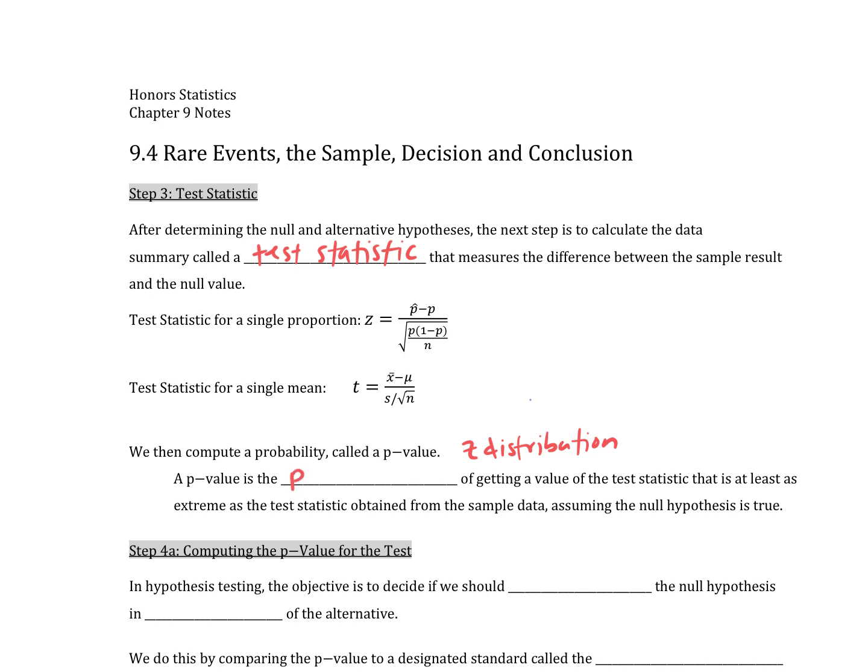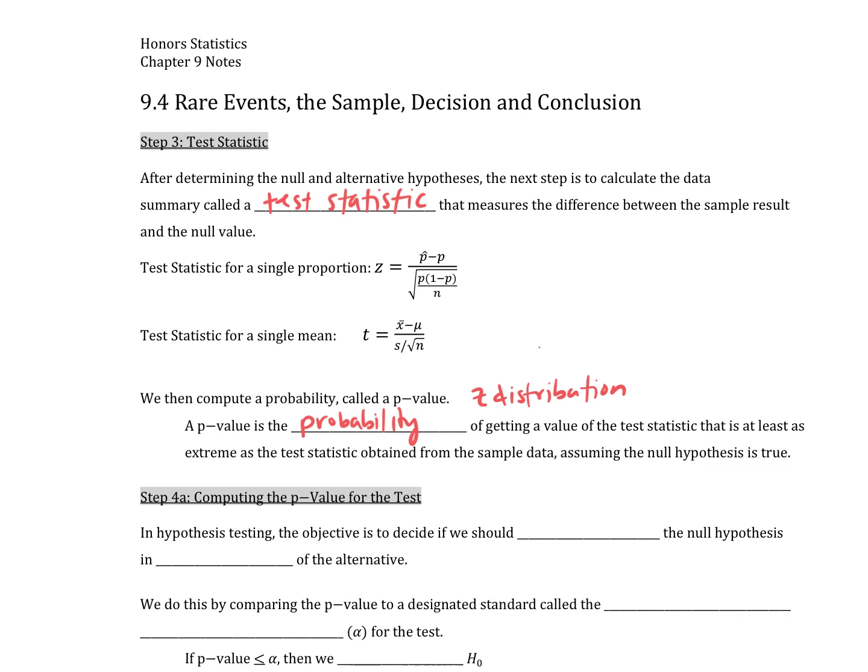P-value is the probability of getting a value of the test statistic that's at least as extreme as the test statistic obtained from the sample data, assuming the null is true. Remember, we assume the null is true until it's proven false. You are assumed innocent until proven guilty, okay?